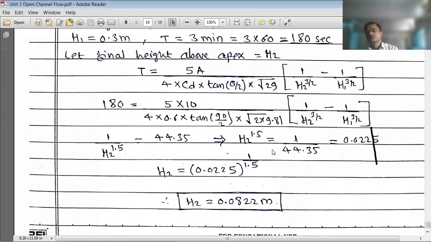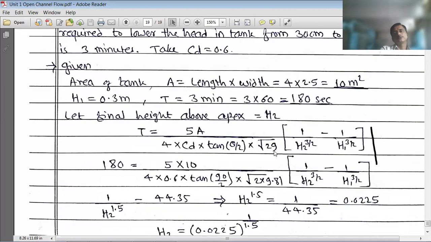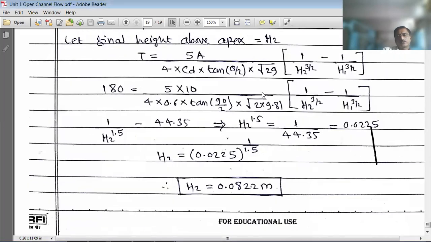Okay, now this point is over here. Time required for emptying the tank. Okay, so now many students are putting answers, which means it is understood by everyone. Those students who have not got the answer, we can note it down. H2 is equal to 0.0822 meter.